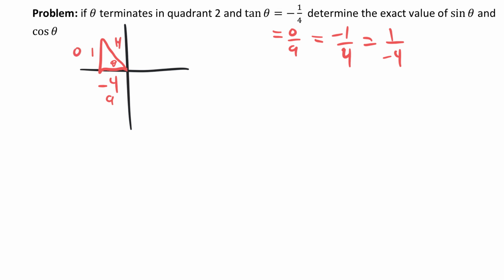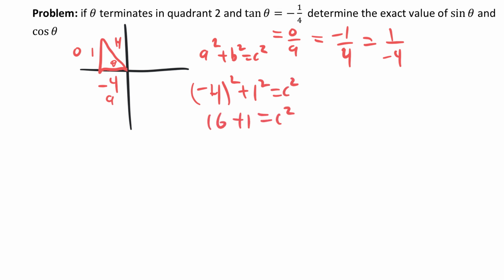All right, well, if we're going to find sine and cos, we're going to need the hypotenuse, so let's go ahead and rock and roll. A squared plus b squared equals c squared. Negative 4 squared plus 1 squared equals c squared. 16 plus 1 is c squared. 17 is c squared. And c is root 17. Now again, because the hypotenuse is always positive, we can put this just as a positive root 17. Ignore the negative root. Now it's time again for SOHCAHTOA.